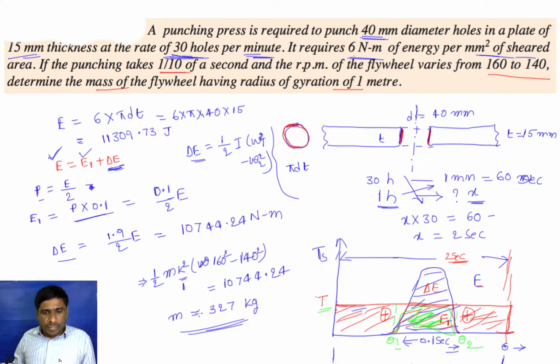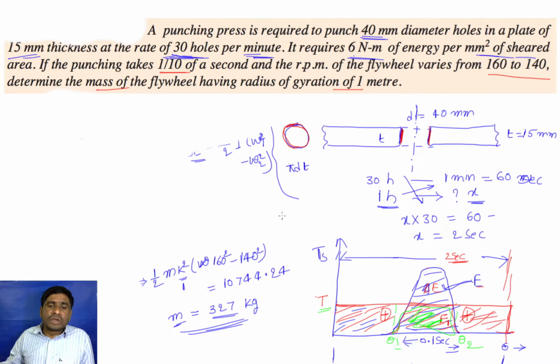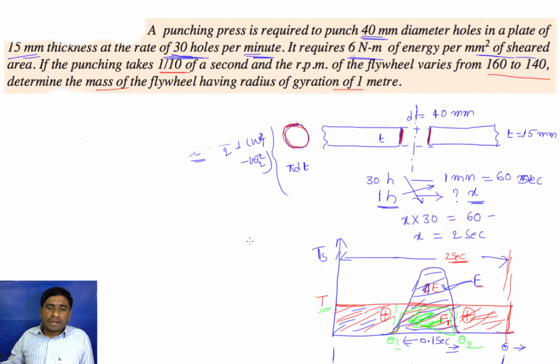That means if you provide a flywheel of this much mass, then only it can absorb all the surplus energy provided by the motor when the punching operation is not taking place, or when the punch is idle, so that it can provide the absorbed energy during the punching operation as delta E. And in this case, he has given the actual punching time, so that's why we could calculate delta E.